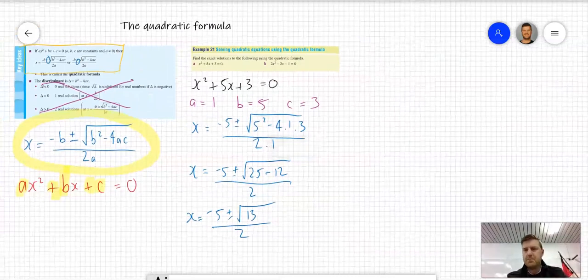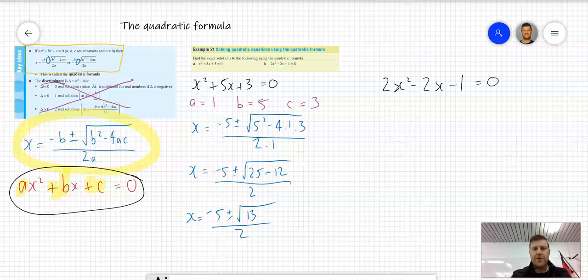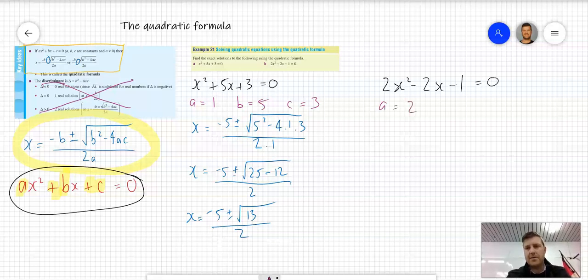Let's write the equation here again. So it's 2x squared, take 2x, take 1 is equal to 0. Again, it's already in that standard form we've spoken of, and I can write here that the value of a is 2, value of b is -2, and the value of c is 1. So I'm now going to substitute those values into the formula. Let's go ahead and do that.